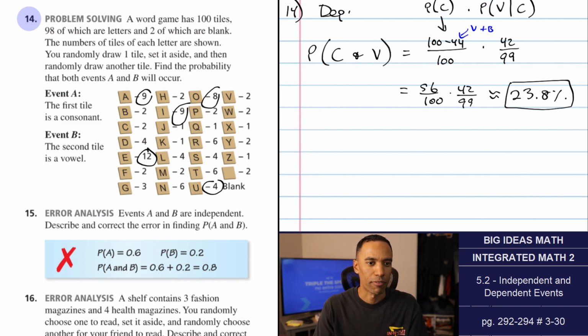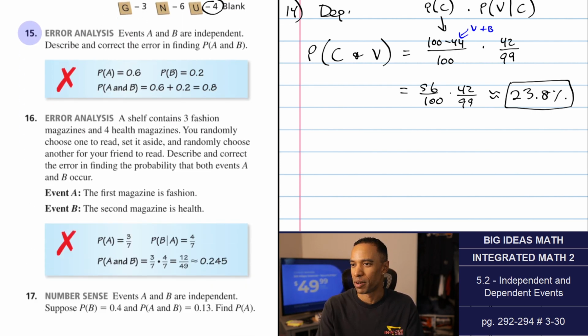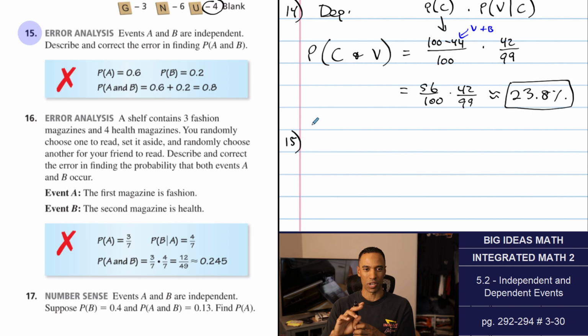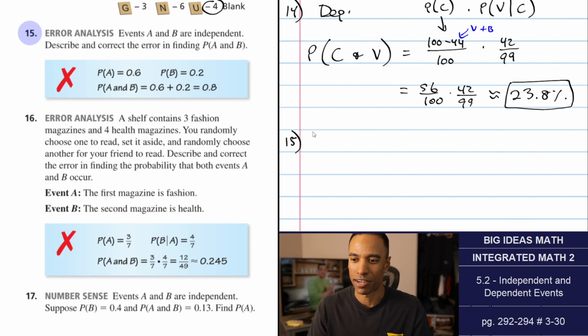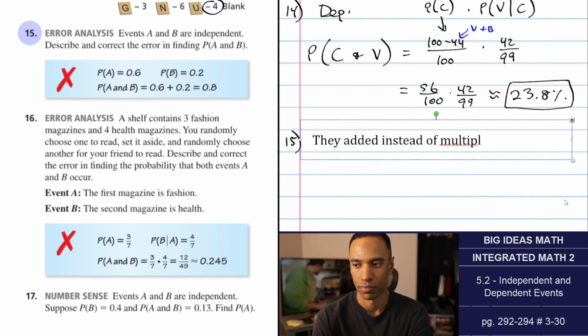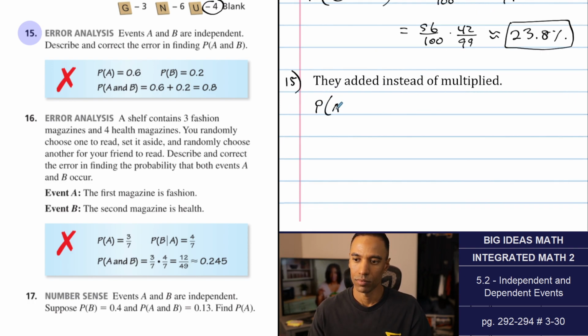Yes. Okay, number 15. Error analysis. Well, you should have analyzed mine that I just made a mistake on. Events A and B are independent. Describe and correct the error in finding the probability of A and B. Looks like the problem is addition. So they are independent, which means you have to do something with both of those numbers there, but it's a multiplication. So they added instead of multiplied. I'm just going to say that straight up. And let's correct it. So the probability of A and B is going to be 0.6 times 0.2.